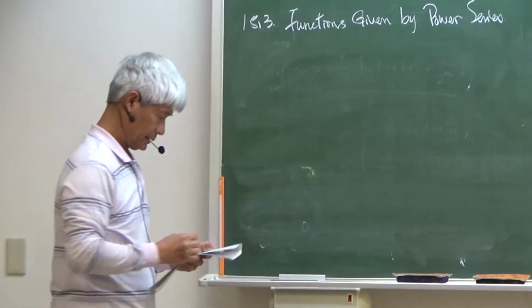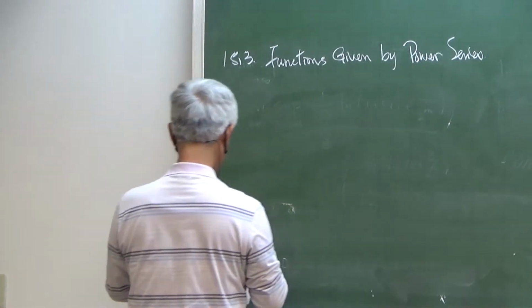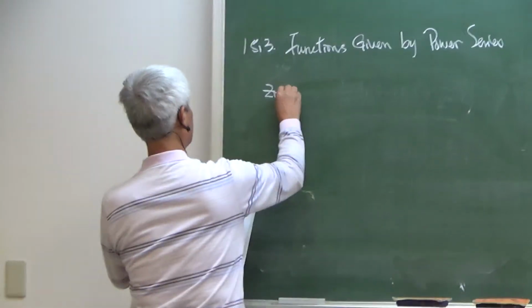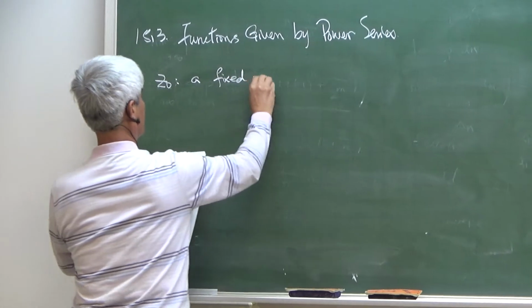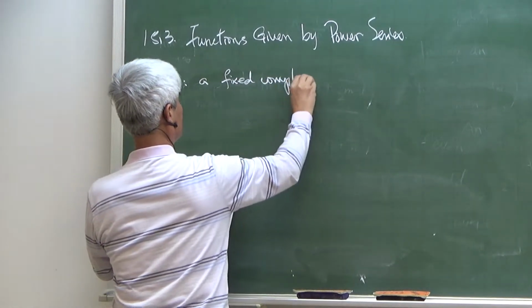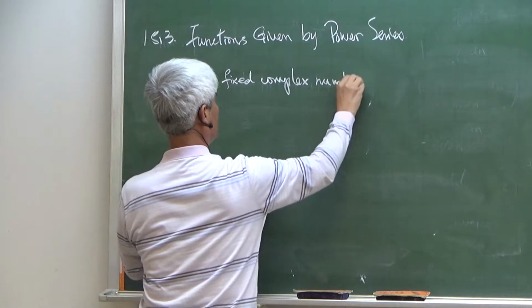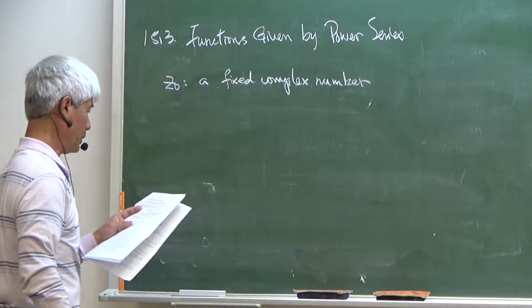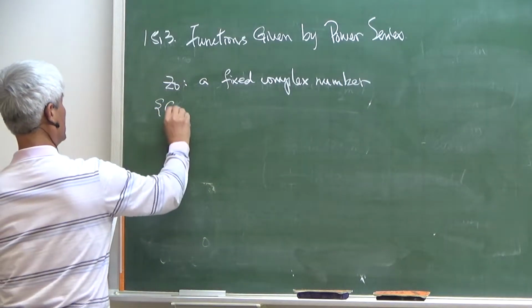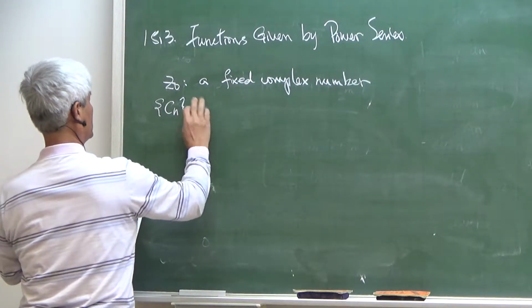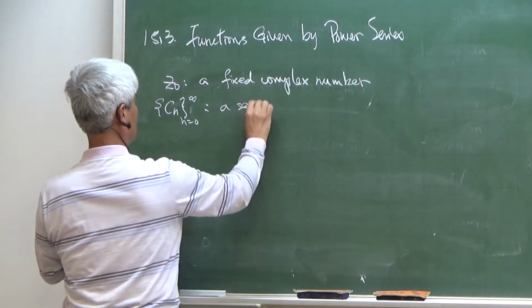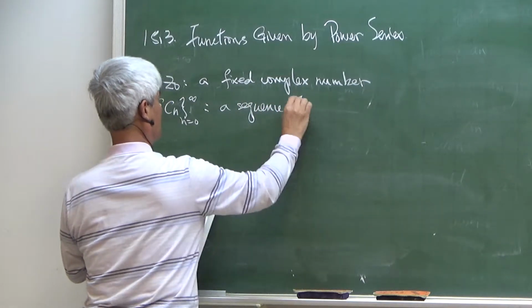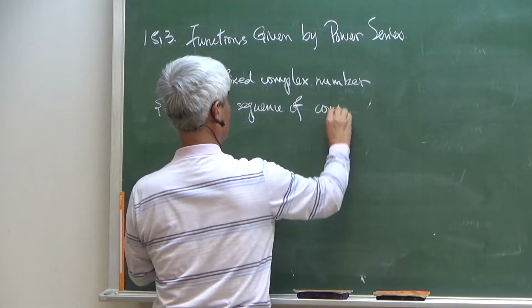Define a complex function by using a power series. Let z0 be a fixed complex number, so it will be the center of a power series, and Cn a sequence of complex numbers.